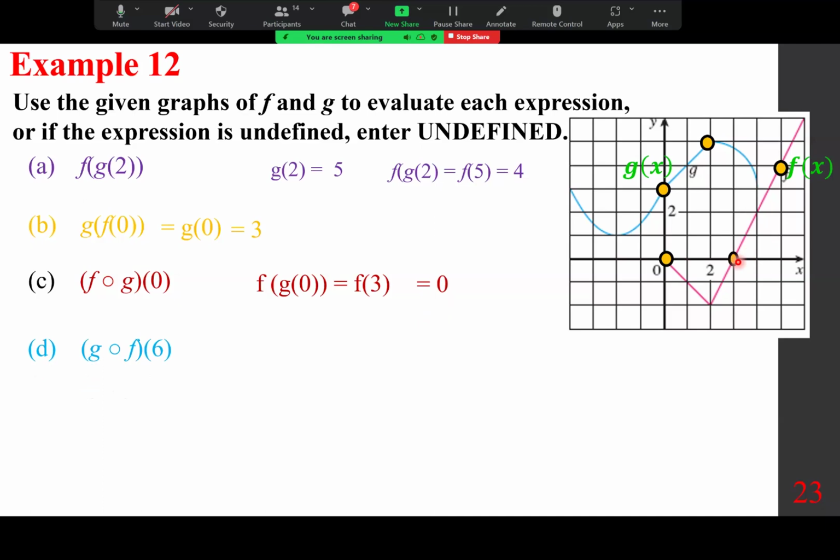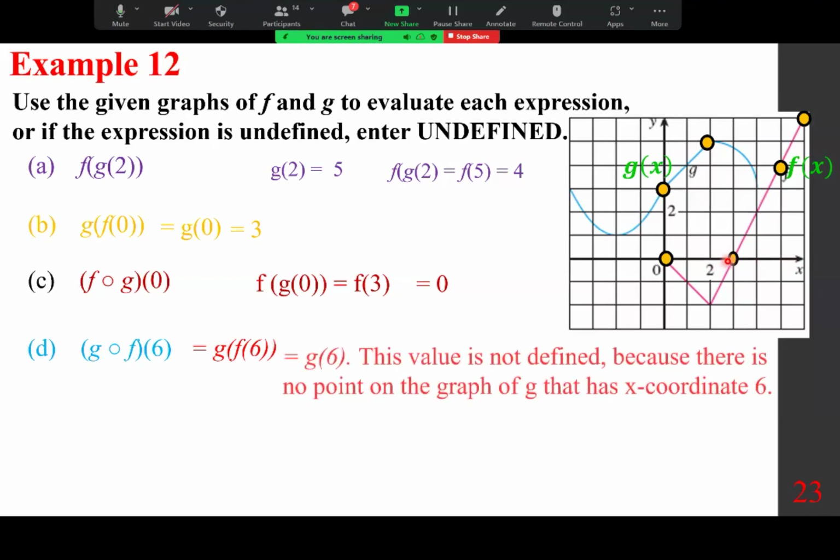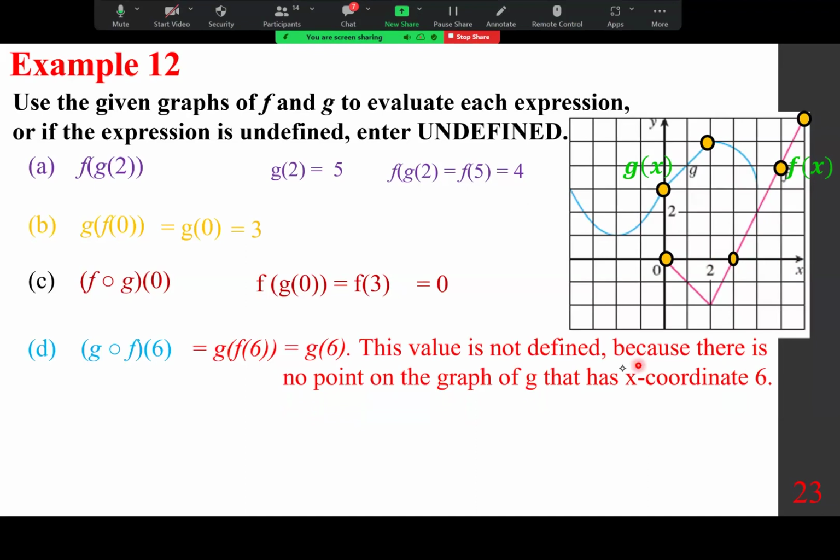G of f of 6. It means g of f of 6. So 1, 2, 3, 4, 5, 6 is this point. So it's g of 6. And as you look at the blue function, it stops here at 1, 2, 3, 4. We don't have any more. So it's equal to g of 6, but this value is not defined because there is no point on the graph of g that has x coordinate 6. So we don't know, it's undefined.